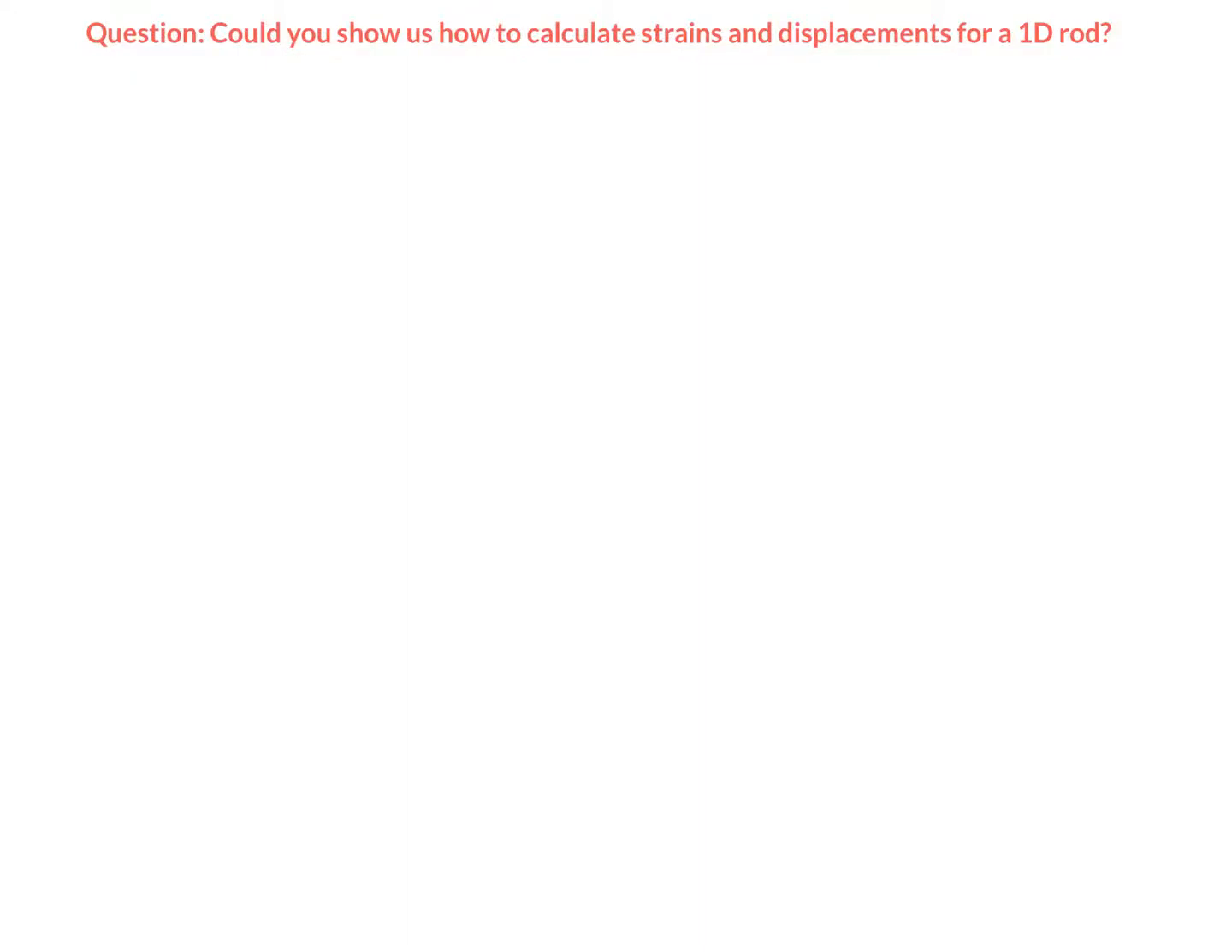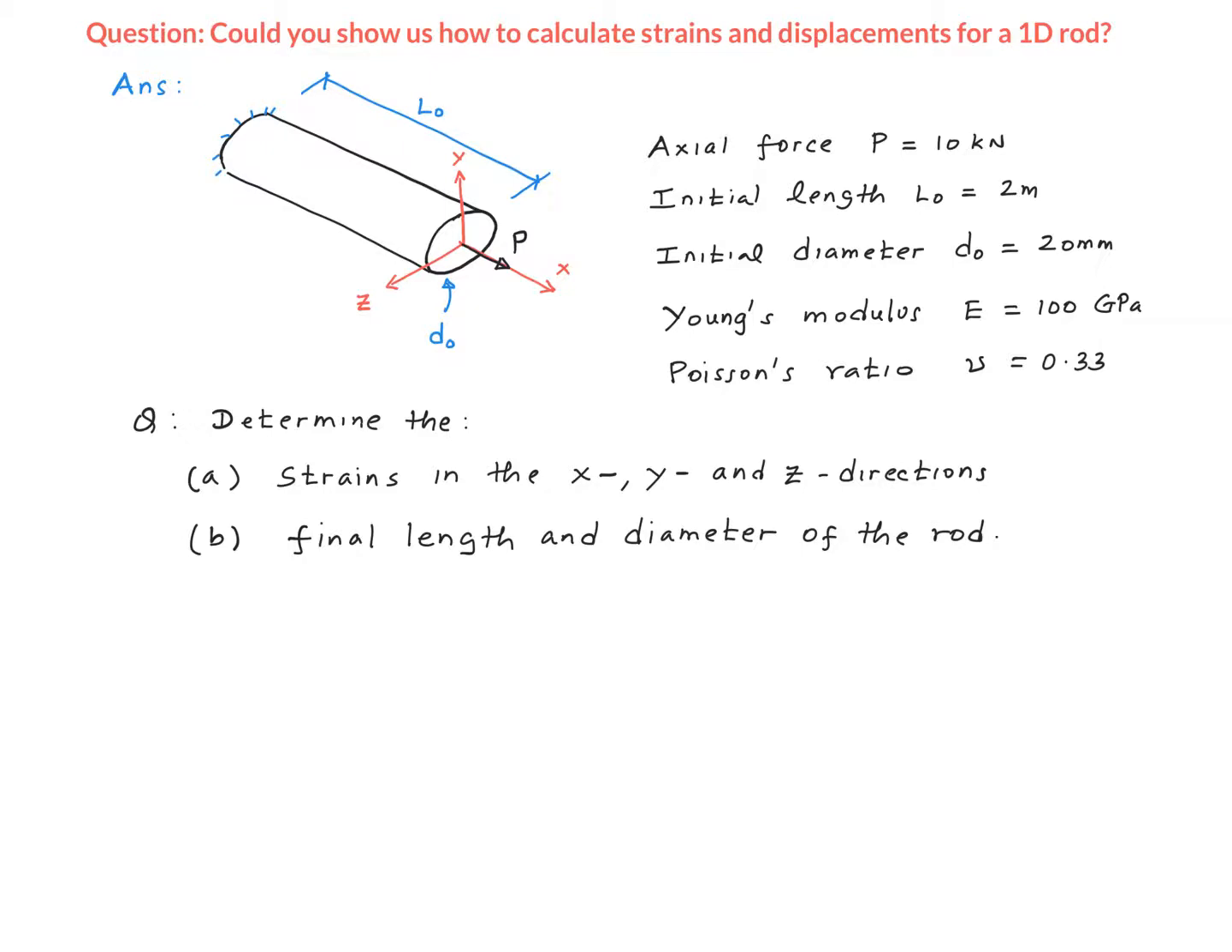The question we have is, could you show us how to calculate strains and displacements for a one-dimensional rod? This is the problem I have chosen here. We have a one-dimensional cylindrical rod subjected to an axial force of 10 kilonewton. The initial length of the rod is 2 meters. The initial diameter of the rod is 20 millimeters. Young's modulus of the material that makes up the rod is 100 gigapascal. Poisson ratio is 0.33.